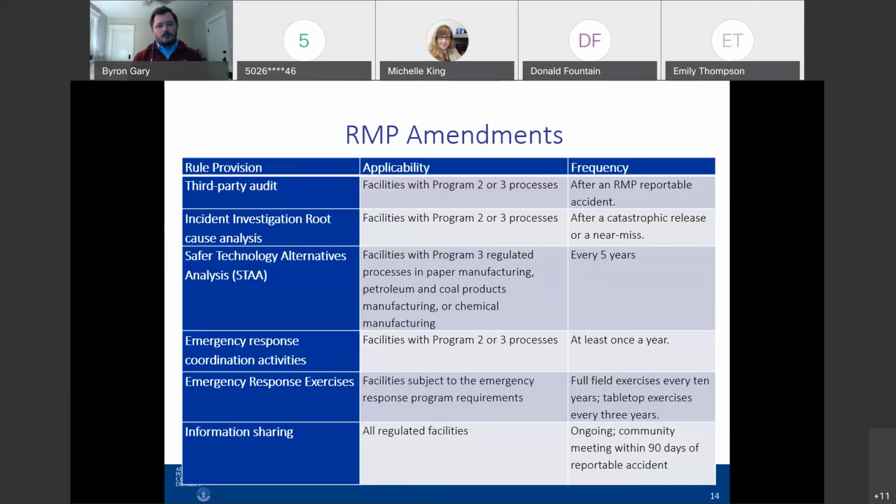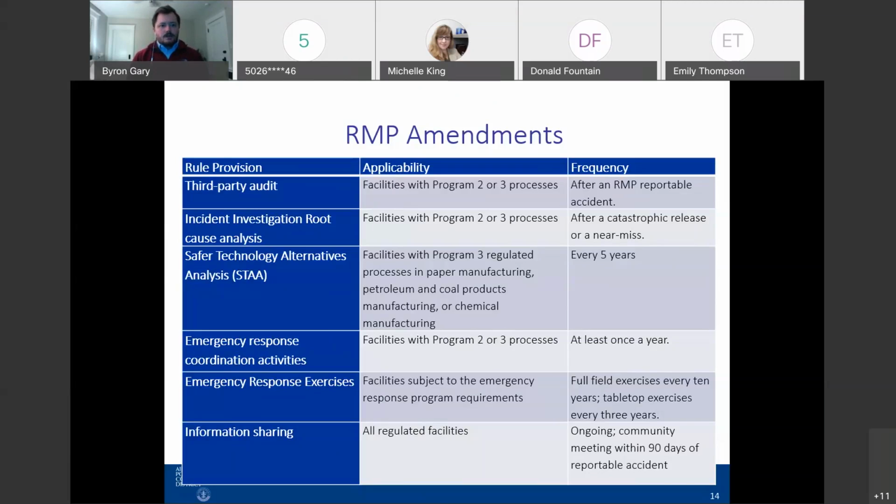Anybody above that, program two or program three processes, will require the RMP amendments rule to conduct a third party audit and an incident investigation root cause analysis after a reportable accident or after a catastrophic release or near miss, respectively.